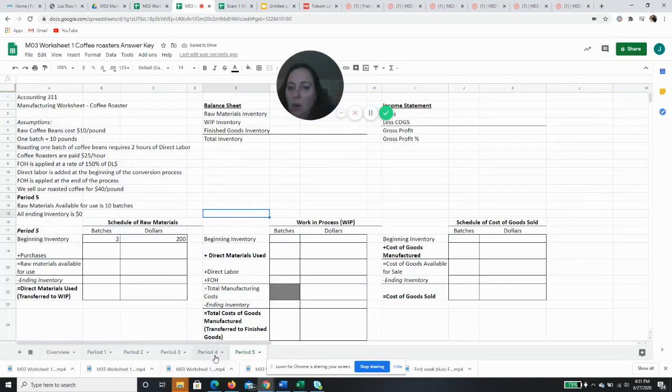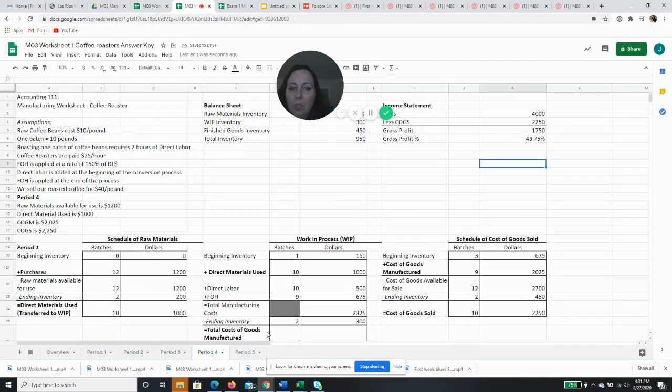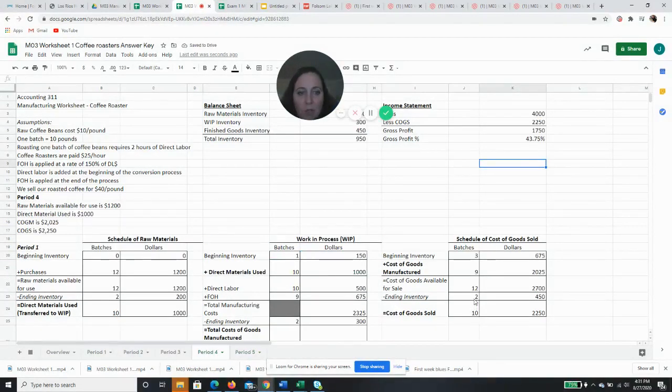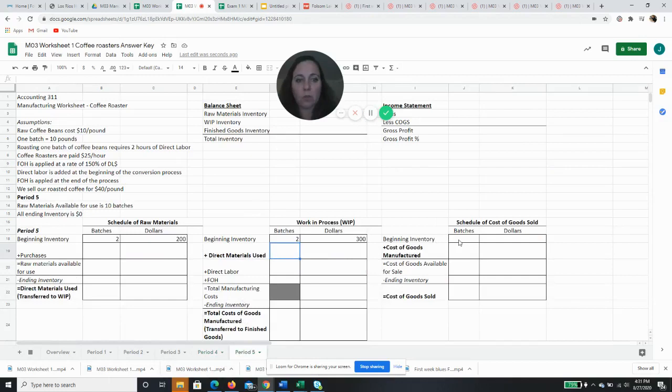All right. So period 4, WIP ending inventory was 2 batches for $300. And finished goods, period 4 ending inventory was 2 batches. I mean, this 2 batch thing is really getting to be kind of a trend, right? For $450. So I'm going to put for my beginning inventory, 2 batches for $450. All right, now I'm ready to see what happened in period 5.